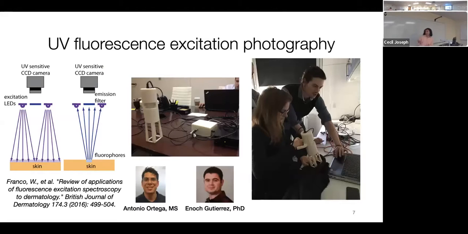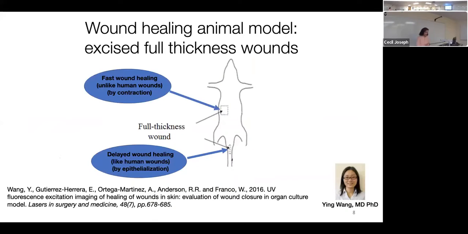It's a handheld. You can see it right there. There are two medical students holding it, and then you see the two engineers that made this prototype. So with this prototype, we carried out a study in animals.